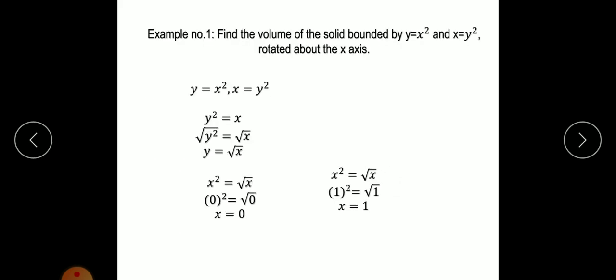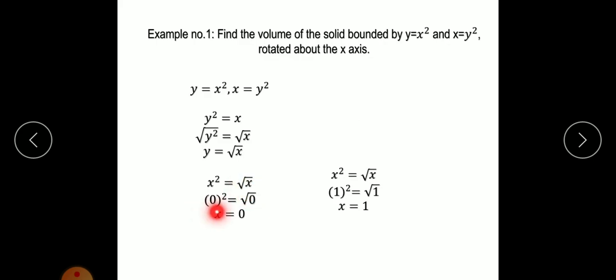So we have an example. Find the volume of the solid bounded by y equals x squared and x equals y squared rotated about the x-axis. So we have now y squared equals x. So square root of y squared equals square root of x. So we have y equals square root of x. So we have now x squared equals square root of x.